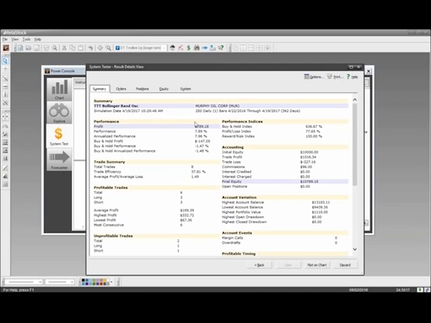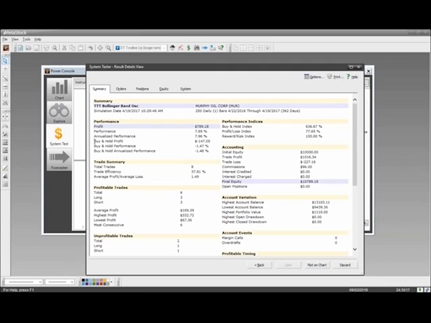Number one is, of course, our profit. We generated $789, or about 7.8% performance on our account over the course of the last year, trading this Bollinger Band system on, let's see, we're on Murphy Oil Corp right now.